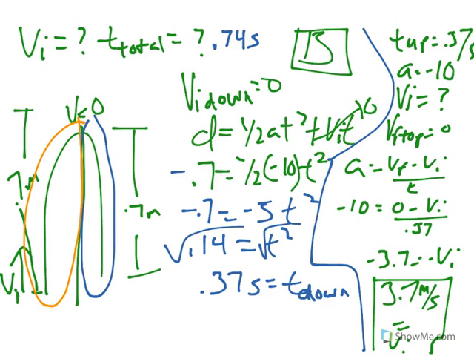Let's see. Number 14. Number 14 is a bullet is fired straight upward with an initial velocity of 250 meters per second. And that's all it gives us. It wants to know how long was it in the air, so the total time.